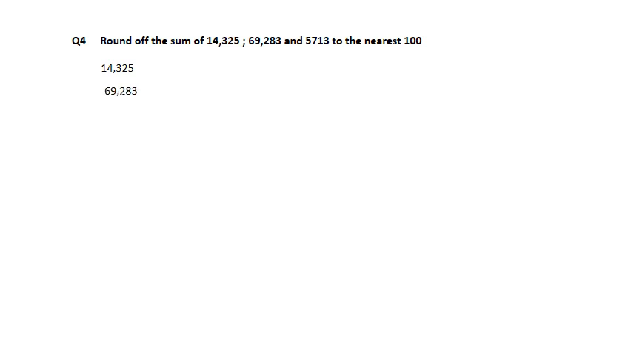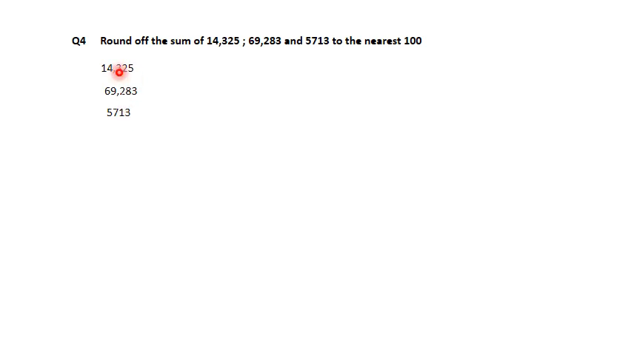Next question, question number 4. Round off the sum of 14,325, 69,283 and 5,713. We have to round off to the nearest 100, and then find the sum. So first we'll take these numbers one by one. First I have taken 14,325, next 69,283, next 5,730. Now we'll round off each number to the nearest 100.